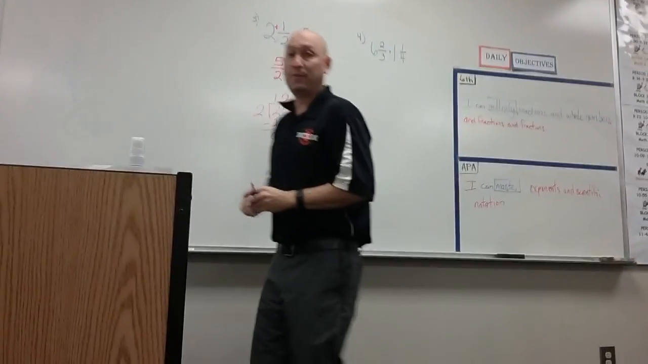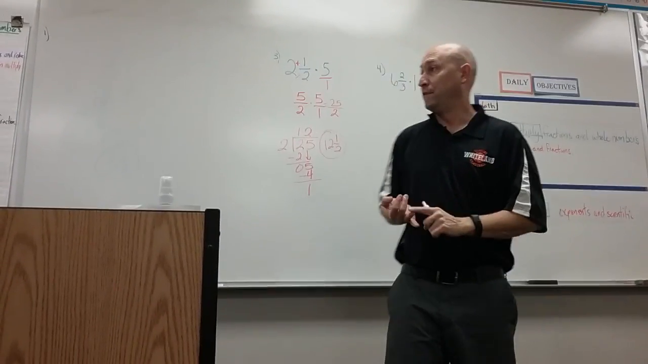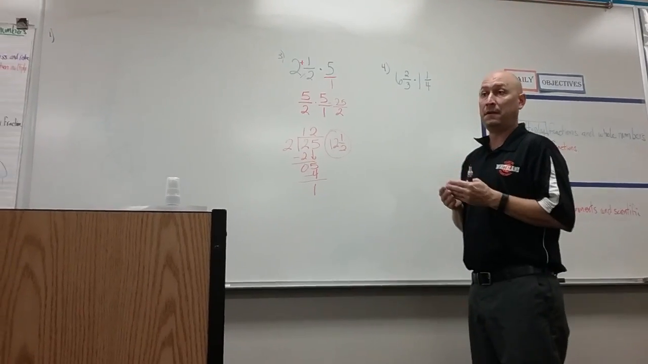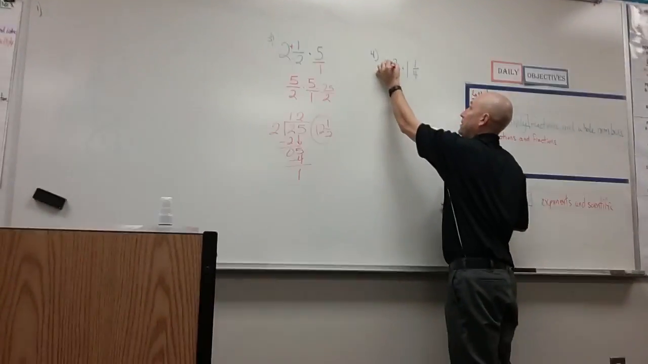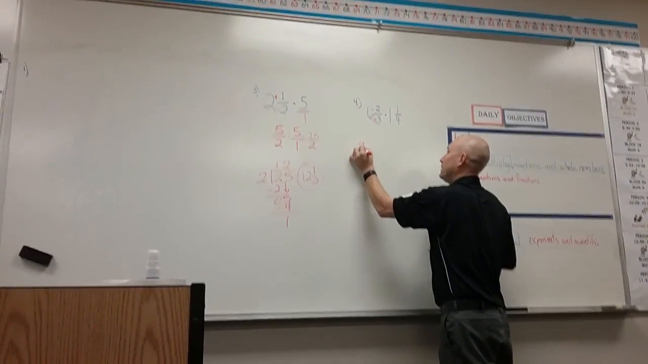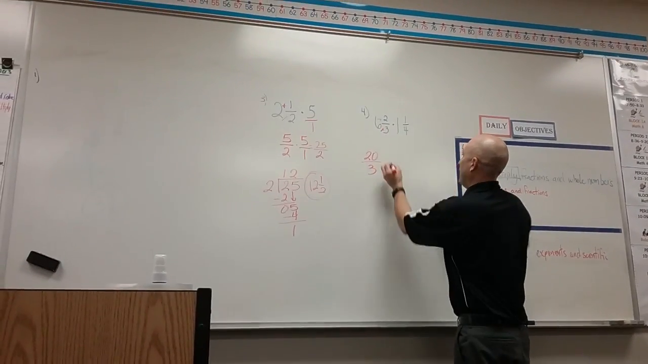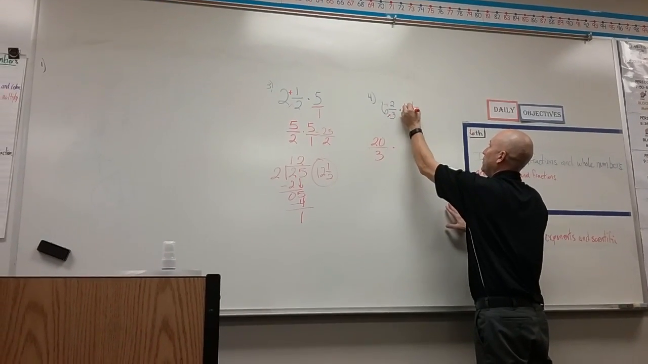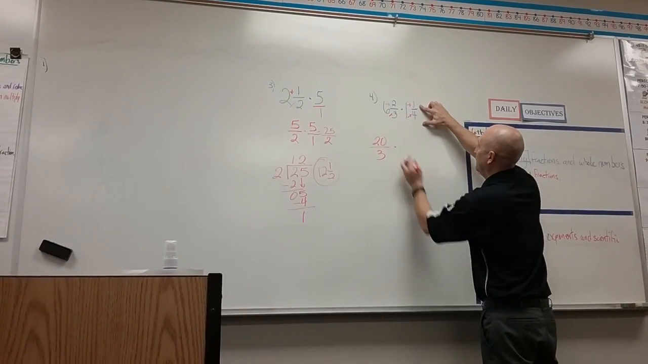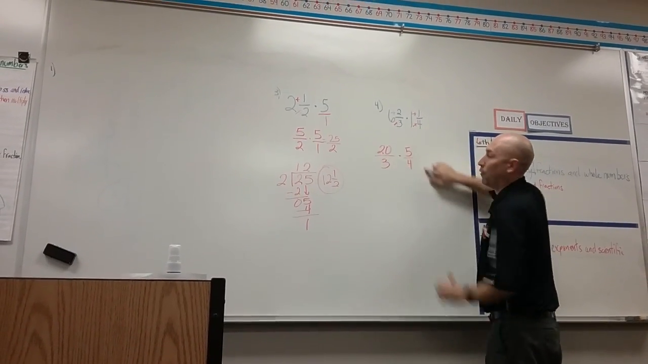Okay. Now my last example, I've got a mixed number multiplied by a mixed number. First thing I need to do is turn them into improper fractions. 6 times 3 is 18, plus 2 is 20, and I always keep my denominator of 3, times 4 times 1 is 4, plus 1 is 5, multiplied by 5 over 4.